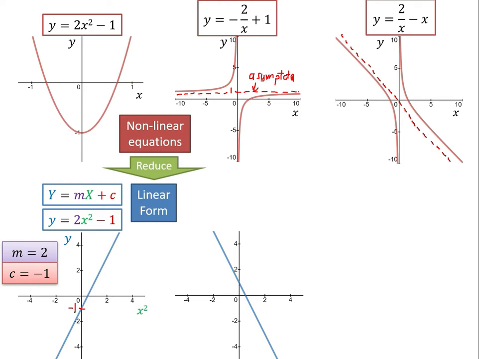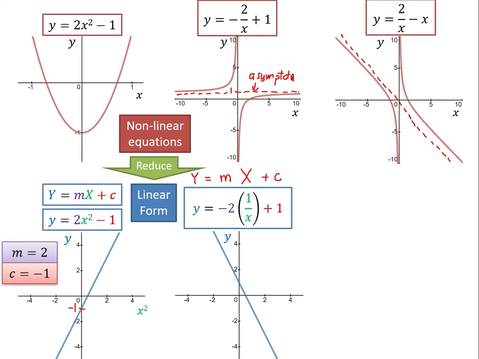Okay, let us look at the second one. y equals negative 2 over x plus 1. We can actually write it in this form, right? y equals negative 2 multiplied by 1 over x plus 1, where your big Y is small y, gradient is m, my big X is 1 over x, and my y-intercept is positive 1. So with this, I know that my big Y I still label as small y, but my x-axis I have to label as 1 over x. You will get a straight line which is moving down. Why moving down? Because the gradient is negative 2 and the y-intercept is 1.